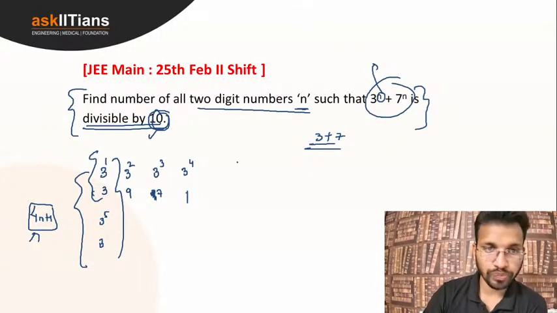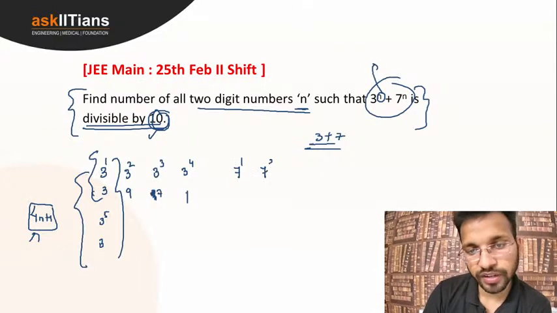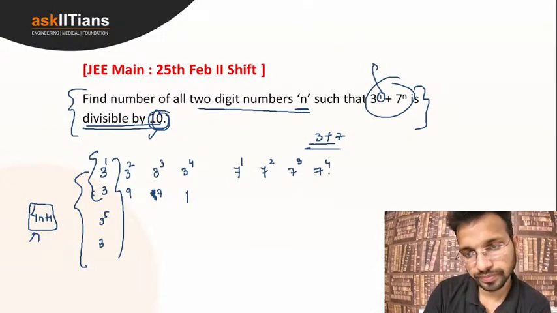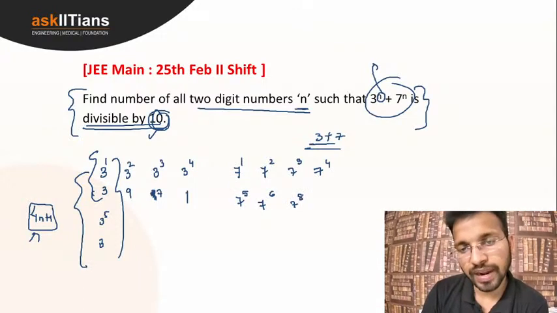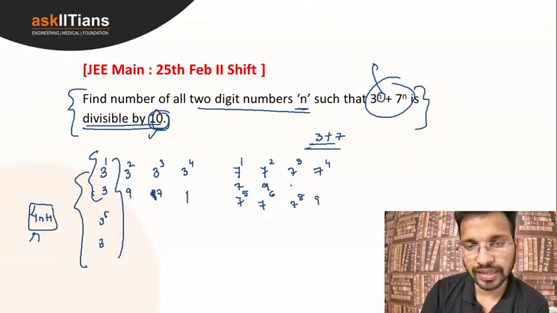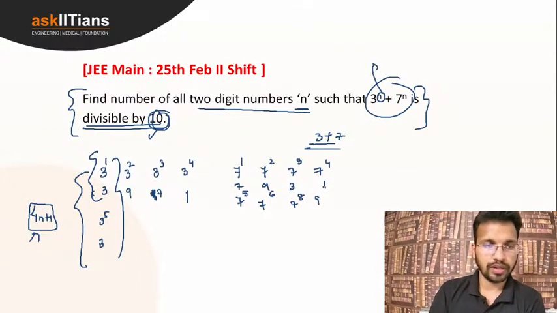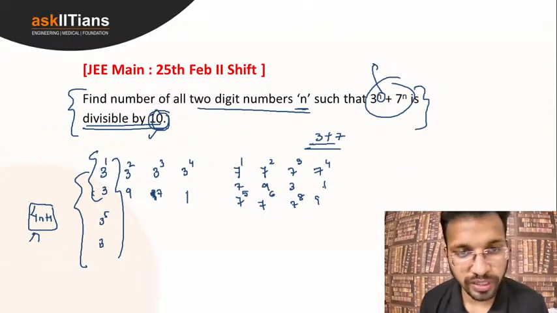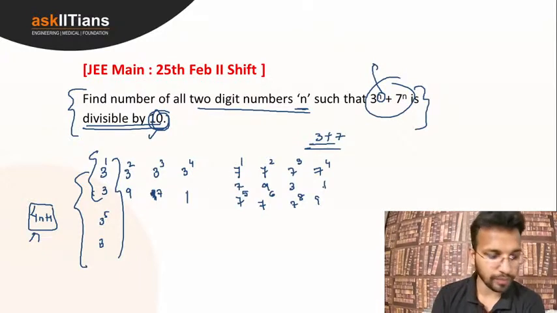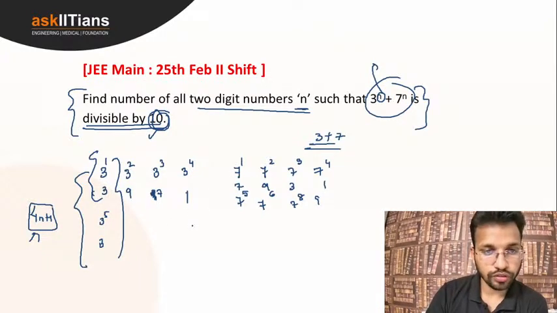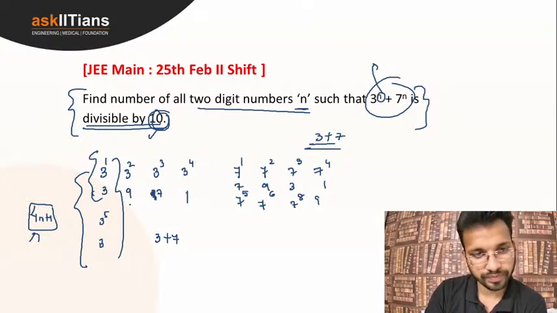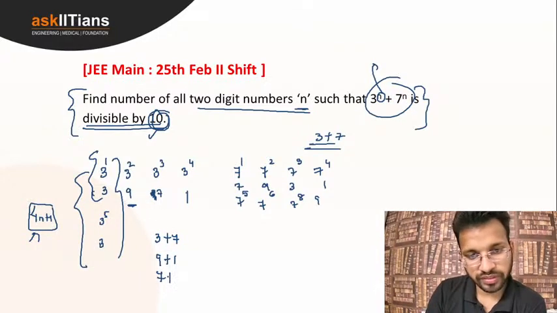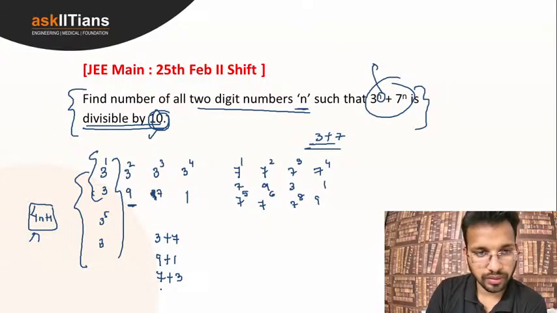4n plus 1. Now for 7, again, we look at the pattern, right? So again we see here the same pattern is recurring. So here it is 7, 9, 3 and 1. Now for 0, what are the possibilities, all of you? So either we can have 3 plus 7, 9 plus 1, 7 plus 3, 1 plus 9.